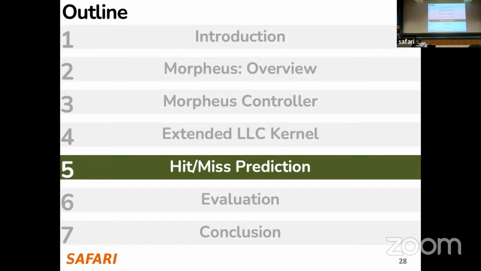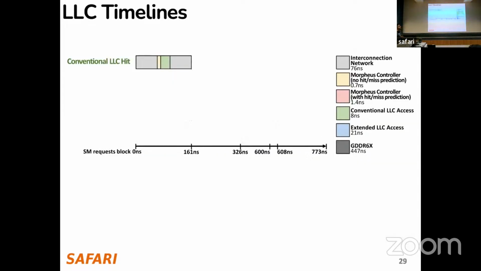One that I find personally very interesting in particular is hit-miss prediction. So let's look at this as a bit of a case study. I'm showing here on the x-axis time, so essentially latency for a single LLC access. Each possible scenario consists of these little blocks, which each correspond to one part of the operation. We could have first some time spent on the interconnection network, and then some time spent in the Morpheus controller, and then some time spent for a conventional LLC access if we hit in the conventional LLC. If we hit in the conventional LLC, then this request is immediately returned over the interconnection network to a core, and it's done in fairly short time, so 161 nanoseconds.